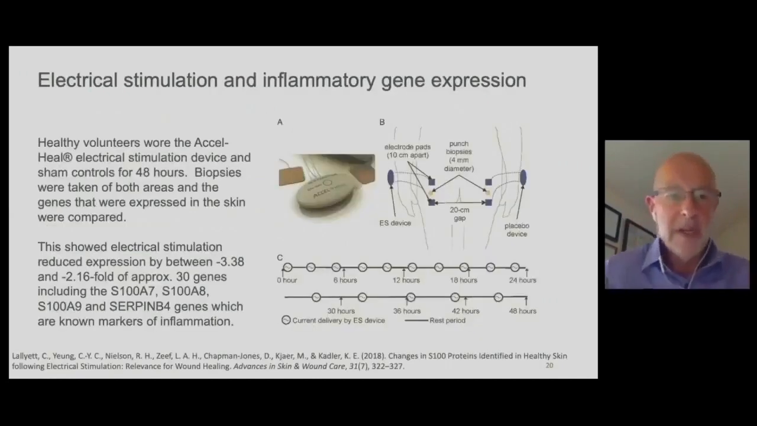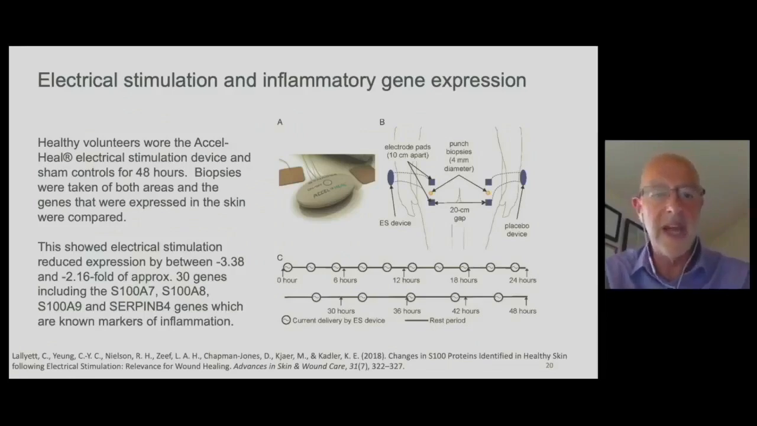Now, one experiment which I'd just like to tell you about as we come close to the end is a study which might give us some insight into why we see reduction in pain in chronic wounds. This again was a study in volunteers, but this time, they didn't have a biopsy, they didn't have a wound. The Accel-Heal was applied to healthy, intact skin.